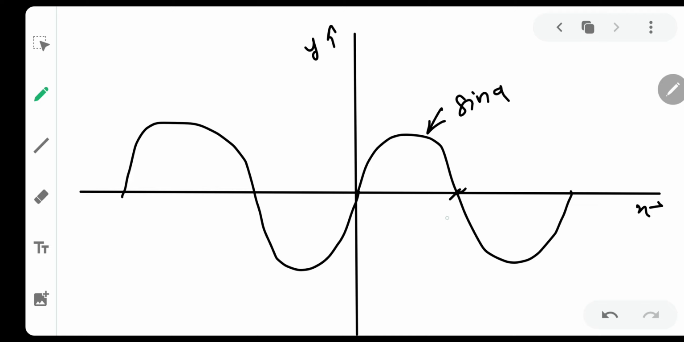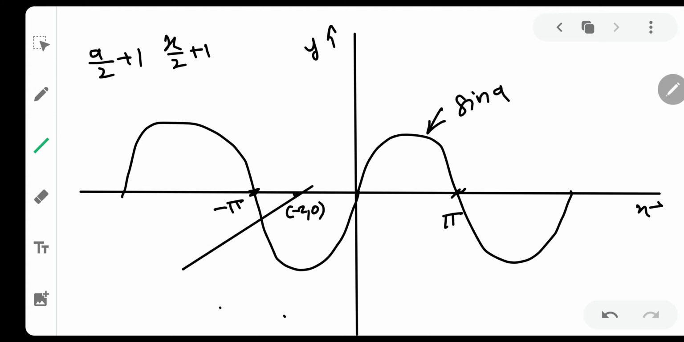Now this particular point is pi and this particular point is minus pi. So minus 2, where will it come? As the value of pi is 3.14, minus pi is minus 3.14. So (minus 2, 0) comes somewhere here, right? And the graph was A by 2 plus 1. Again it is an increasing graph, because x by 2 plus 1 has a positive slope of half. So an increasing graph will look something like this. It is looking something like this, right? Okay, now let us move on.